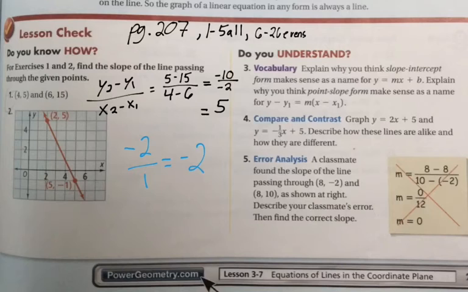Ready for number 4? Griff, you ready for number 4? Yeah. All right. Gavin, you ready for number 4? All right, let's go then.